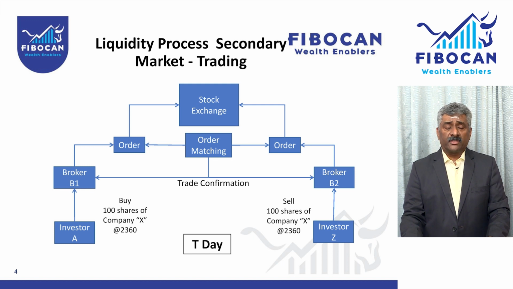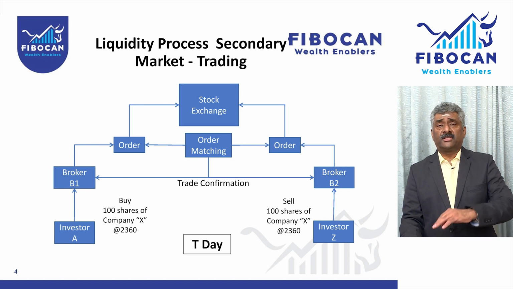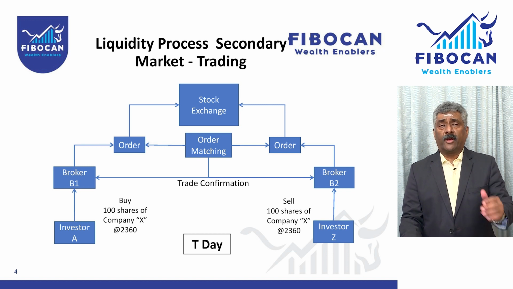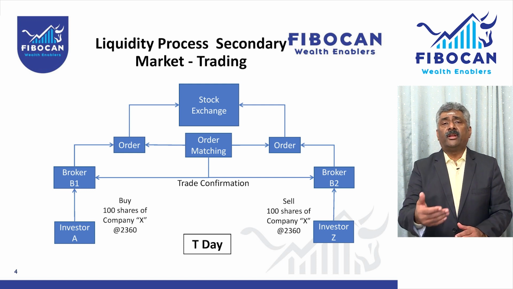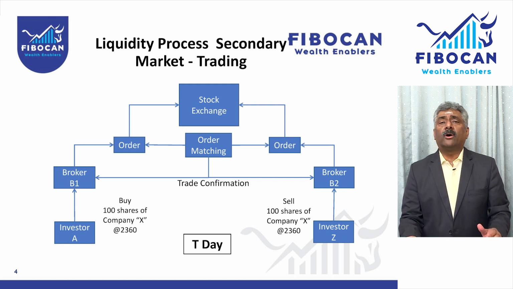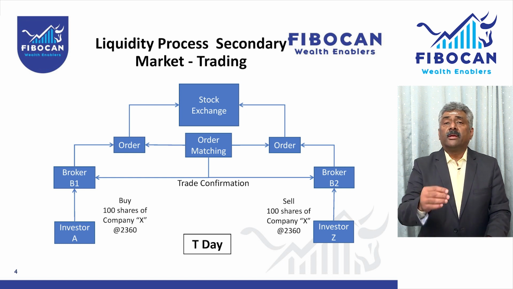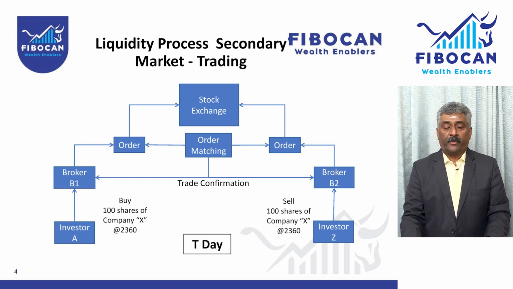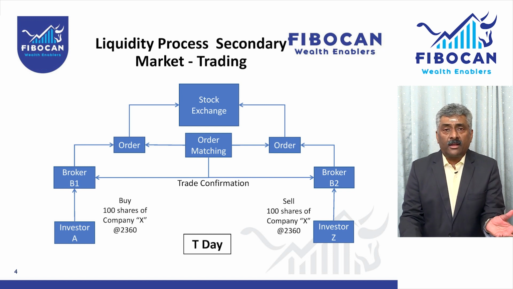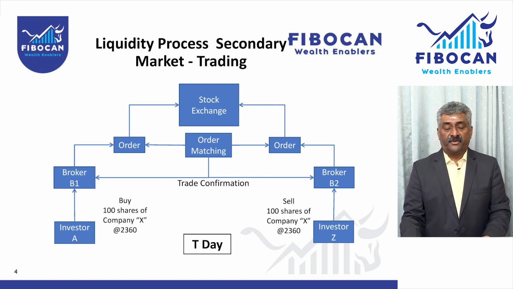So now investor A will go and tell broker B1. Today everything is done through mobile apps. Earlier it was through telephone, now we place the order in the broker system: 100 shares of company X at rupees 2360. Then the order is sent to the stock exchange.